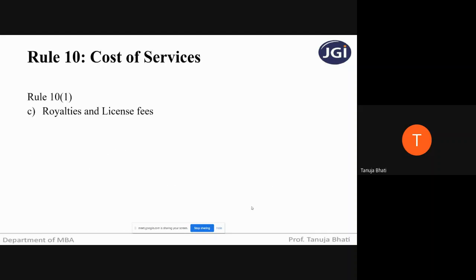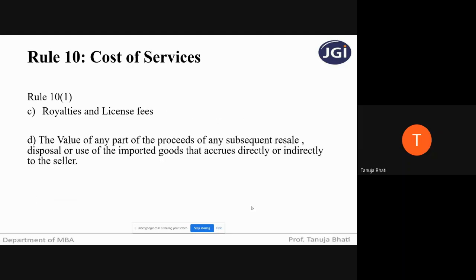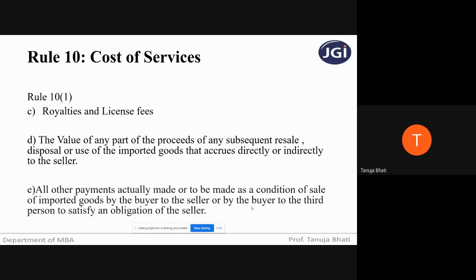Next, under C, we saw that royalties and license fee also have to be added. Under D, we have seen that proceeds of any subsequent resale, if directly or indirectly shared with the seller, have to be added. And E point, all other payments actually made or to be made by the buyer to the seller as a condition of sale, if any payment is made, then it needs to be added to the transaction value, that is to the FOB.